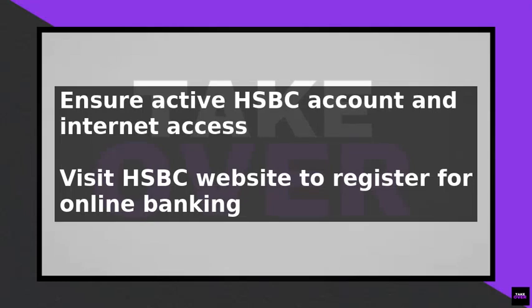To set up HSBC online banking and register for phone banking, follow these steps. First, ensure you have an active HSBC account and a mobile phone or computer with internet access. Begin by visiting the HSBC website and clicking on the Register for Online Banking option.